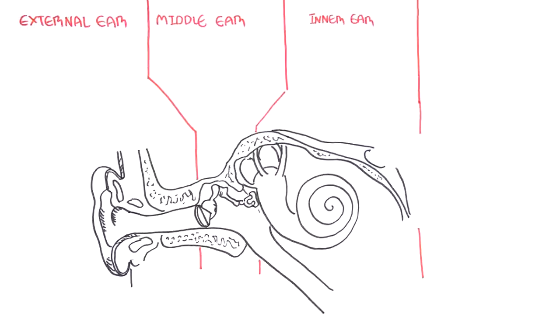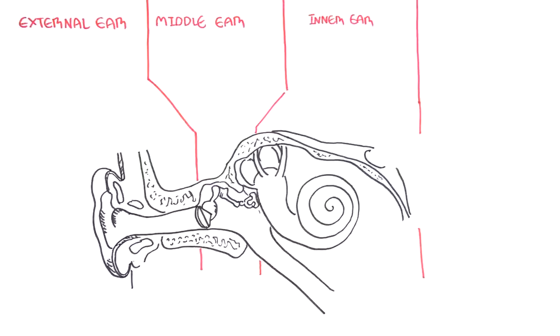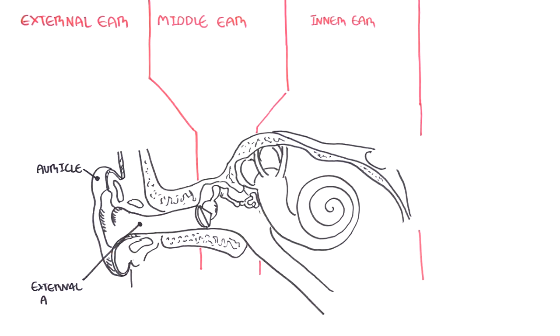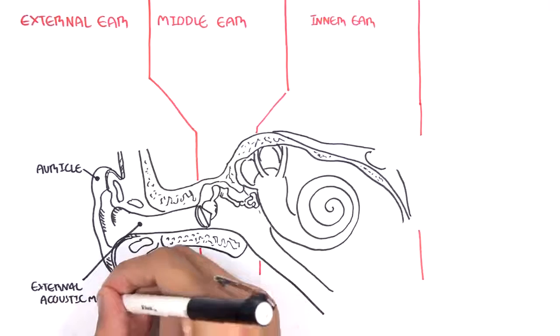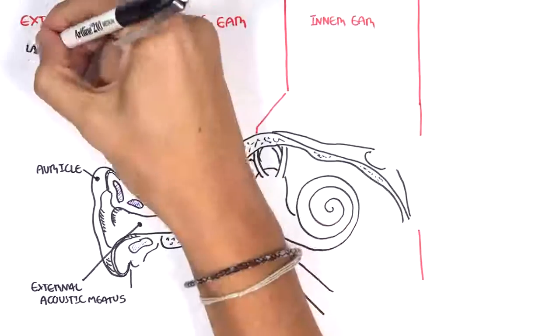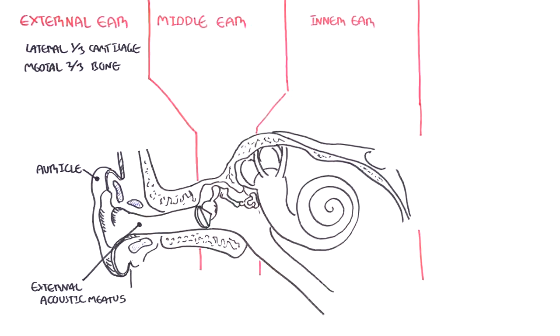So let us first look at the external ear. The external ear is composed of the outer auricle and the external acoustic meatus. The lateral 1/3 of the external acoustic meatus is surrounded by cartilage, and then the inner 2/3 of the external acoustic meatus, so more medial, is made up of bone.